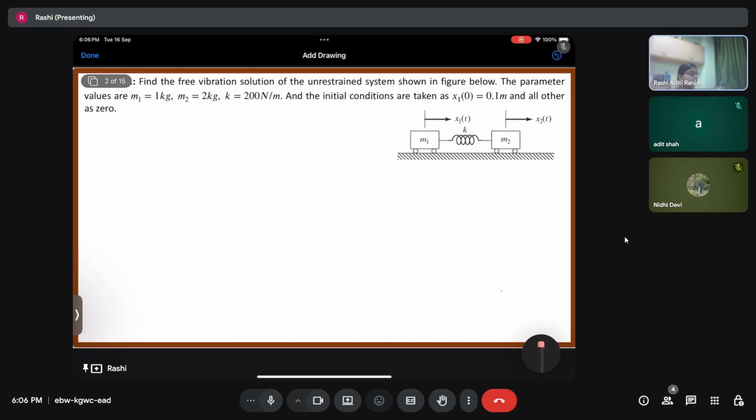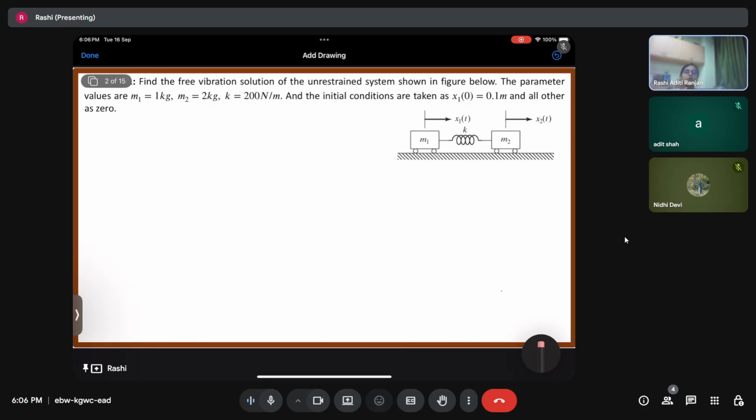Thank you. So in this case, the mass m1 or mass m2 can have infinite amplitudes as well. The question says that we need to find out the free vibration solution of the unrestrained system. Unrestrained because it is not restricted in the horizontal direction to have only a certain amount of amplitude or displacement. For the system shown in the figure below, the parameter values are given and the initial condition is also given.